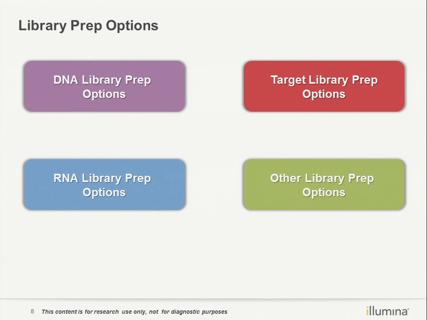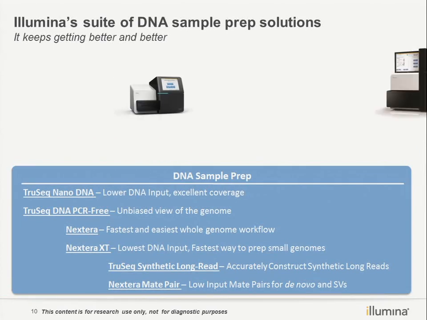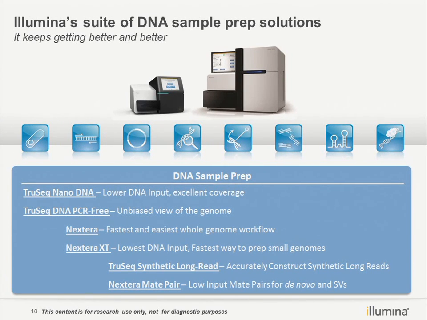To simplify this session, I would like to categorize our products into 4 groups: DNA library, RNA library, target library, and some other library preparation options. Here in these slides, I would like to highlight more on the RNA library preparation and the exome library preparation in this target library group. And firstly, maybe we can see the DNA library preparation options from Illumina. Here, majorly we provide 6 types of DNA library preparation products.